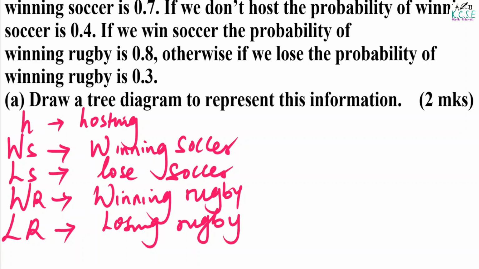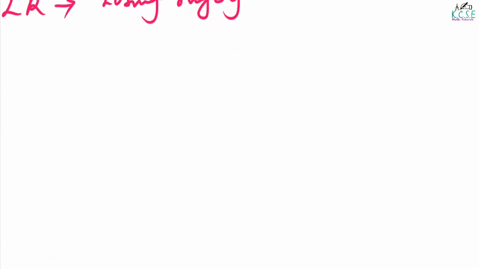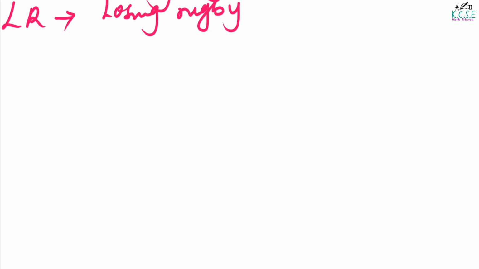So those are the initials you're going to use. We start with the probability of hosting. Let's draw the tree diagram now. This is how you're going to draw it. That is the probability of hosting, not hosting. This is 0.8, so the other one will be 0.2.